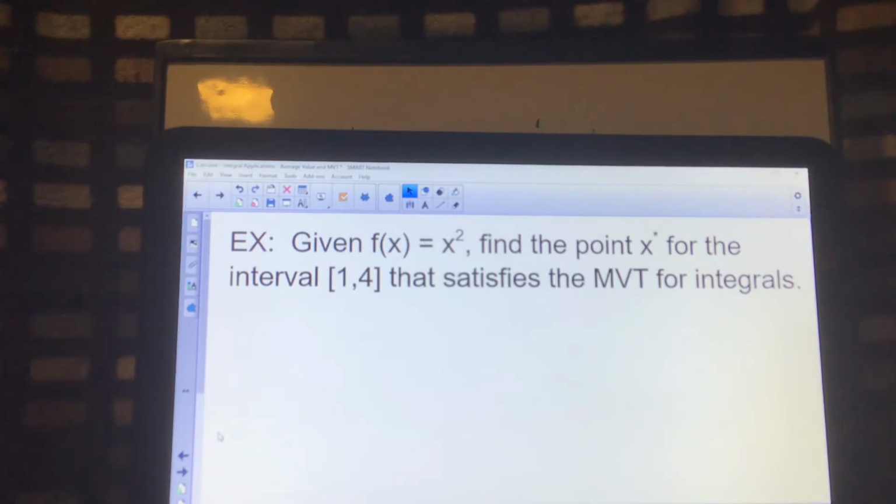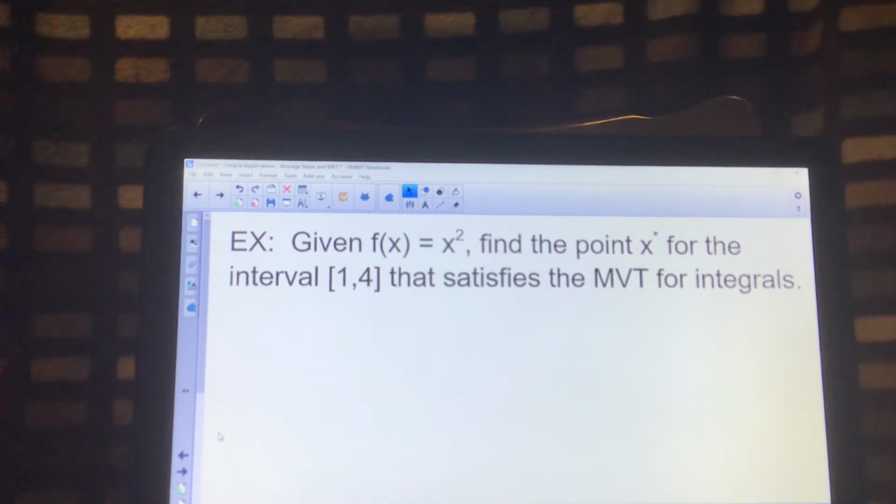So the theorem states that there must be this spot, and I'm going to show you how to find the spot for this using the formula. I'm going to find some x star that has the property that I mentioned before, all right? I'm going to swap out boards here and show you the work for this.